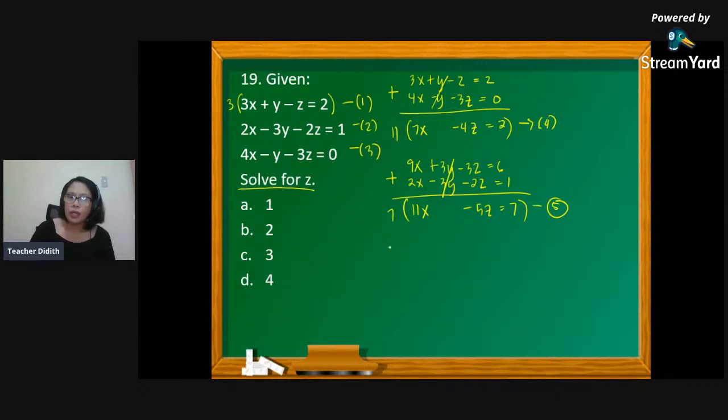So this would be 77x minus 44z equals 22. And here, this is 77x minus 35z equals 49. This is 22, sorry, and this is 49. And we will do subtraction here.